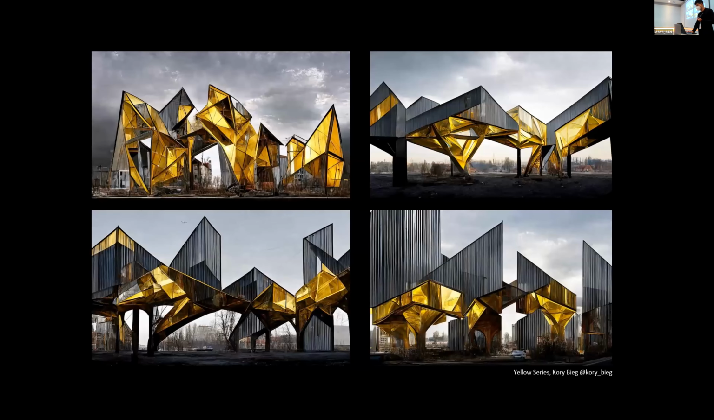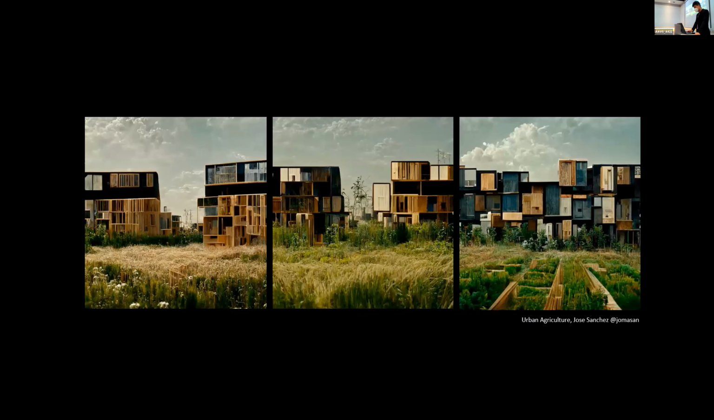These are some images from architecture professor Corey. There's a yellow series about using text to imagine what kind of architecture can be. And this is another, urban agriculture, from Professor Jose Sanchez.